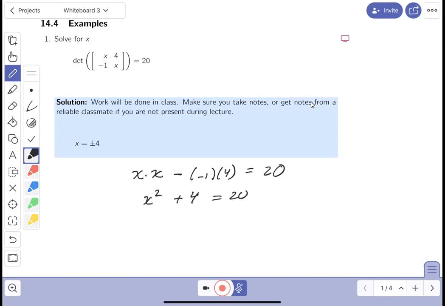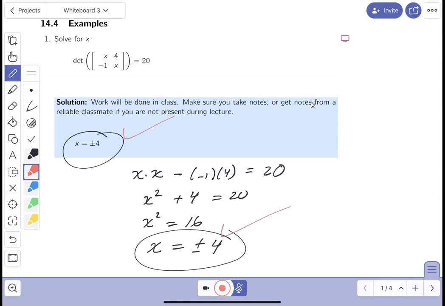Well, look, I'm back in 092. X squared would equal 16. I mean, there's a square root rule. And what's x? Plus or minus 4. All right, fairly simple. Again, we're just trying to get familiar with how to compute a determinant at this point. All right, the use will come later.